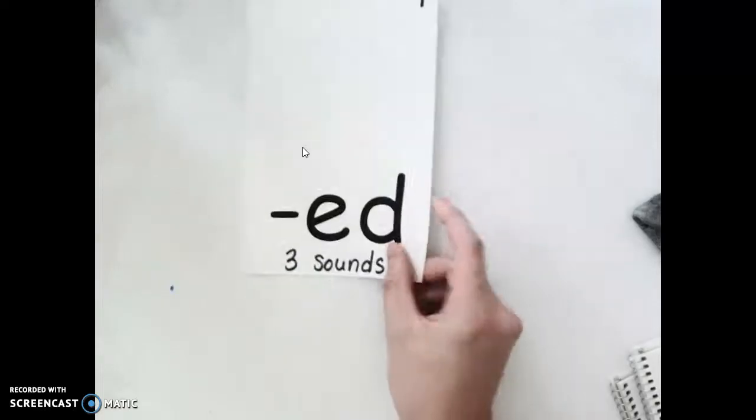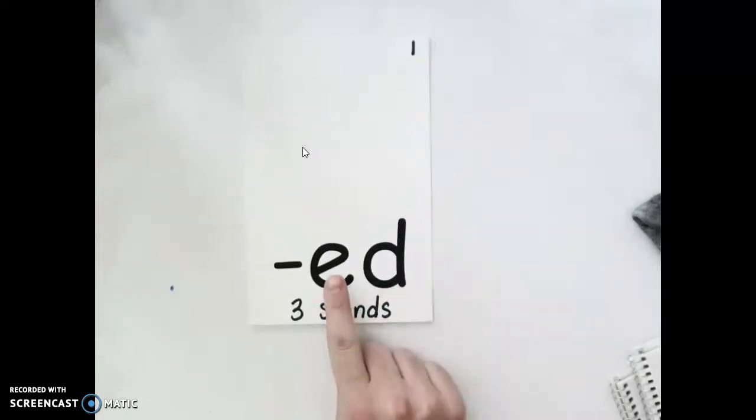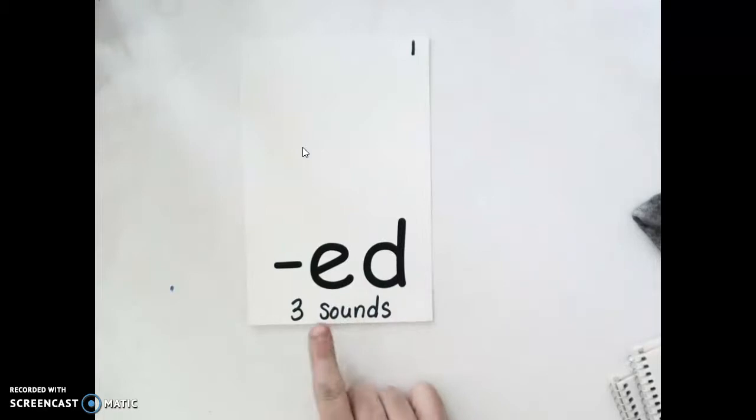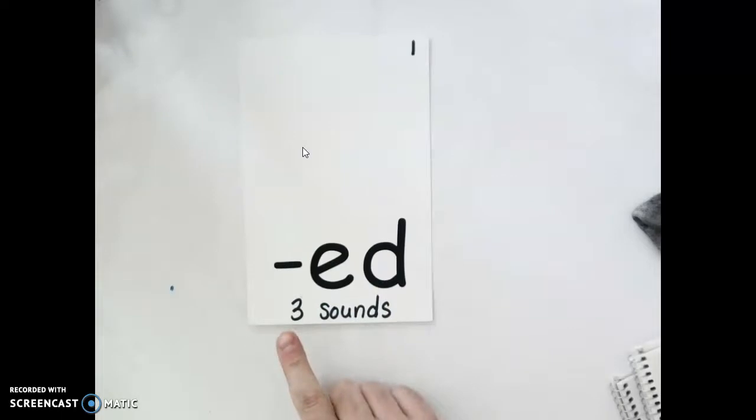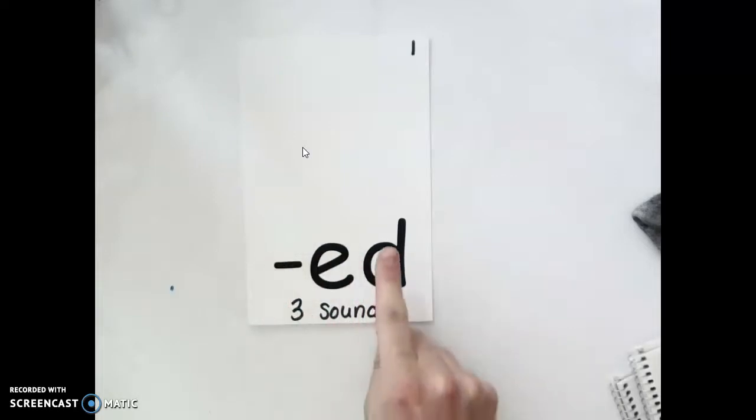Hi, first graders. It's time for our three-part drill. First, we're going to practice some of the sounds that we've been working on the past couple of weeks. The first one, remember, the sounds of ED has three sounds. It makes the D sound, makes the T sound, and the ID sound. We always see this at the end of a word.